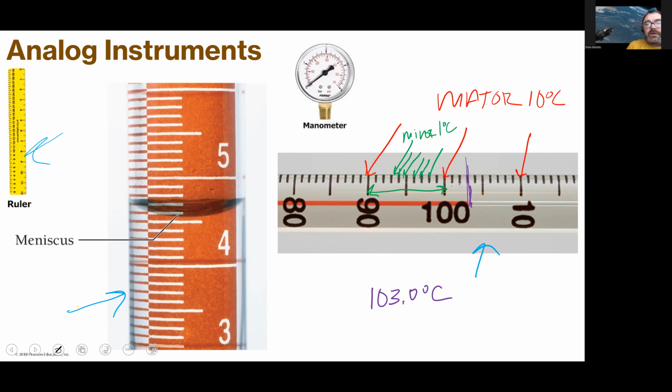All right. So again, here's our major markings where the numbers are. We're going to assume this is milliliters. So 4 milliliters, 5 milliliters, and then the minor markings are the little guys in between. We have 1, 2, 3, 4, 5, 6, 7, 8, 9, 10 minors. So our major markings are every 1 milliliter. Our minor markings are every 0.1 milliliter. So that means our measurement that we read is going to have 2 decimal places to it.